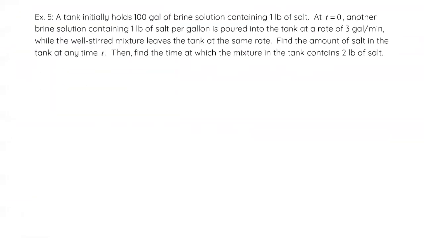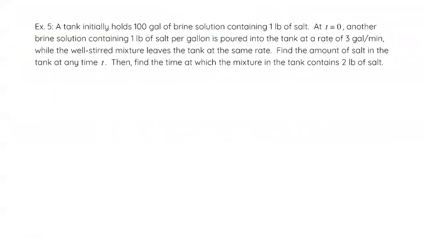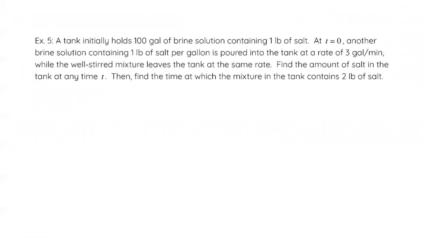So here is example 5. A tank initially holds 100 gallons of brine solution. This time, it only contains 1 pound of salt.